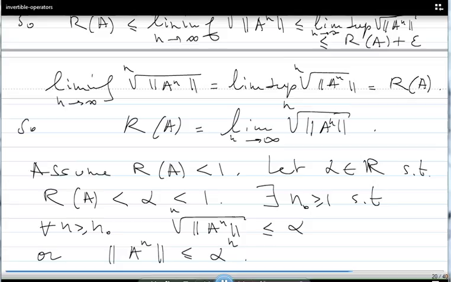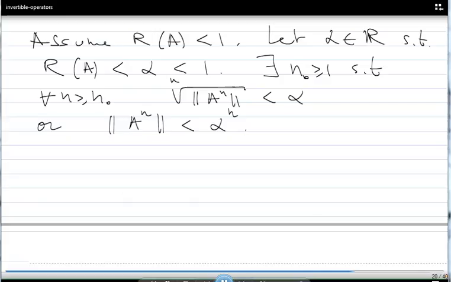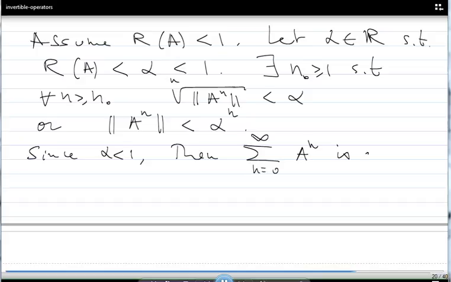We can take another number bigger than r of a, but still make it less than alpha. What we need is to be away from 1. That's the whole point here. So, since alpha is less than 1, then the series a to the power n from 0 to infinity is absolutely convergent.